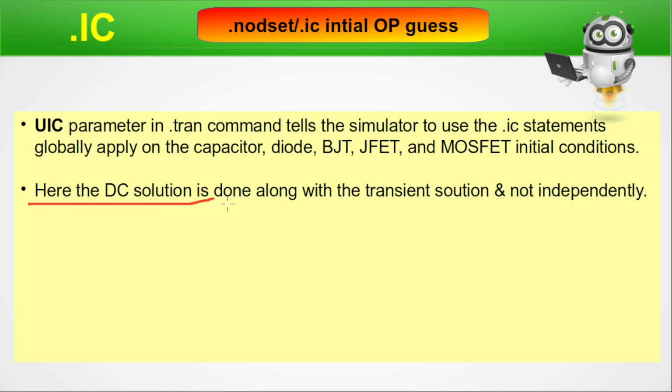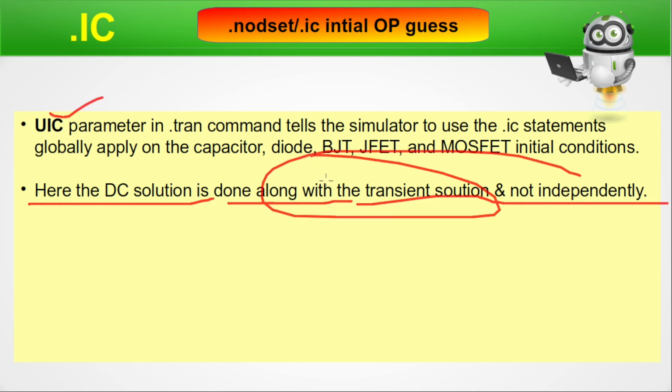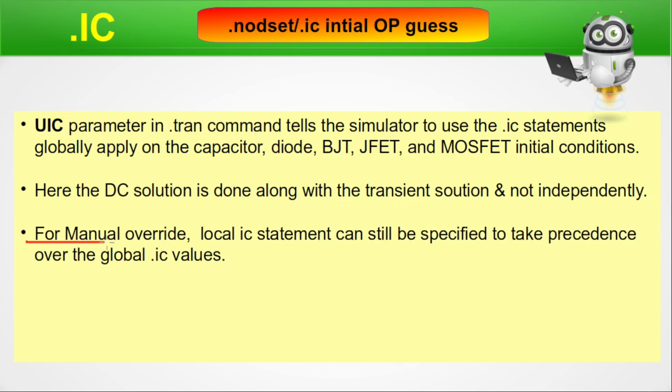Here the DC solution is done along with the transient solution and not independently. So when we are using the UIC, the DC solution is getting clubbed with the transient solution. And when we are using the IC and we are not using the UIC, the initial condition solution is independent of the transient. For manual override, a local IC statement can still be present there to take precedence over the global IC values. So in a SPICE deck, there could be a global IC command and a local IC command. Once you code the SPICE in detail, you will come to these things.